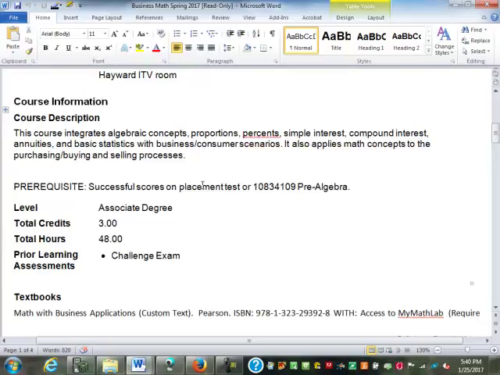The second unit is on merchandising. We'll be looking at markups, markdowns, invoicing, stuff like that. And then there's also some business statistics in the second unit. Then the third unit is on investment: simple interest, compound interest, annuities. A lot of long formulas, really. It's not tough concepts. It's just figuring out what concept to use.